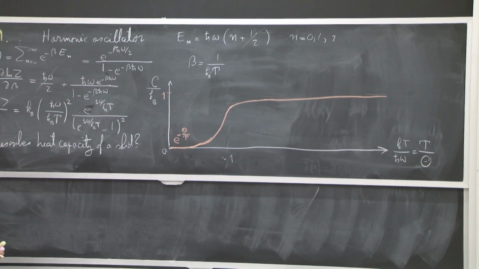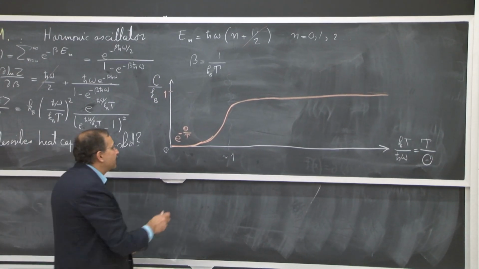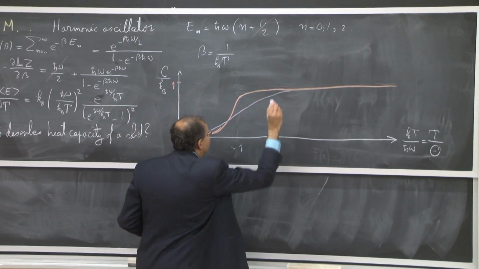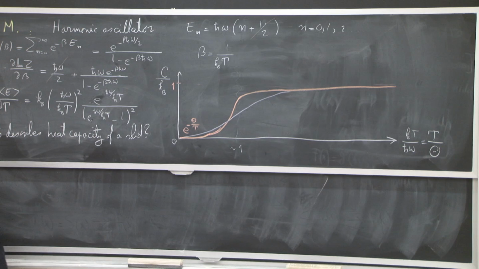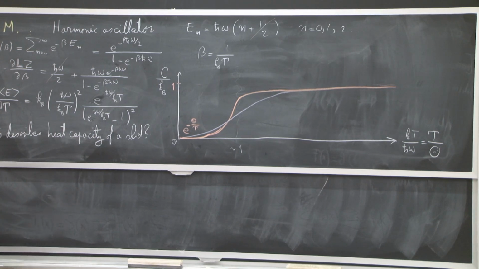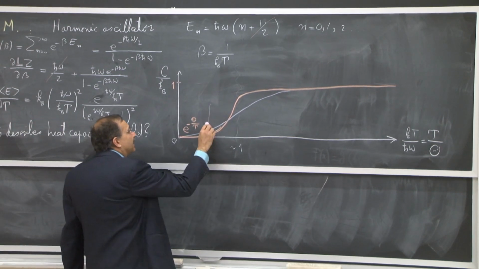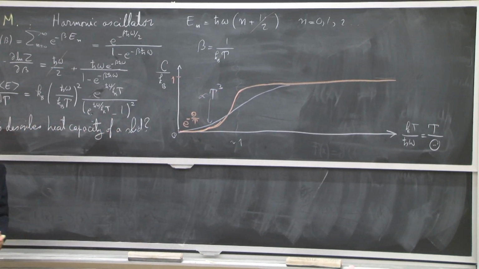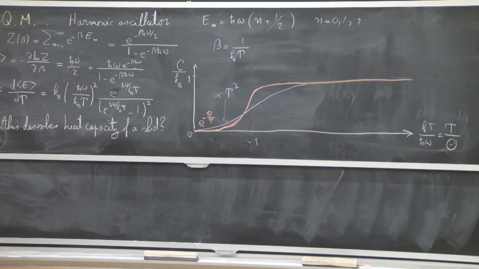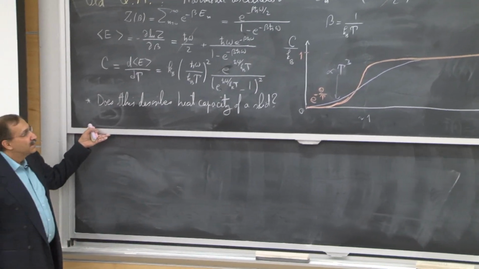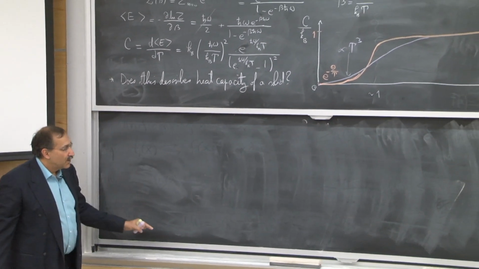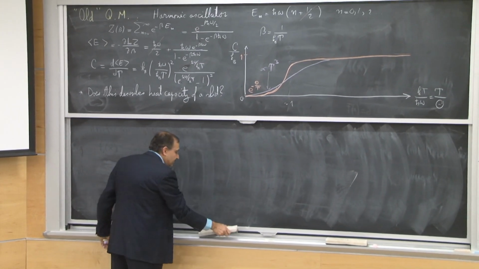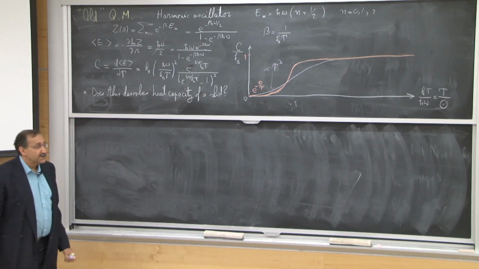Whereas we noted that in actuality, the heat capacity of the solid vanishes much more slowly at low temperatures, and the dependence at low temperatures is proportional to T cubed. So at the end of last lecture, we gave an explanation for this, which I will repeat.